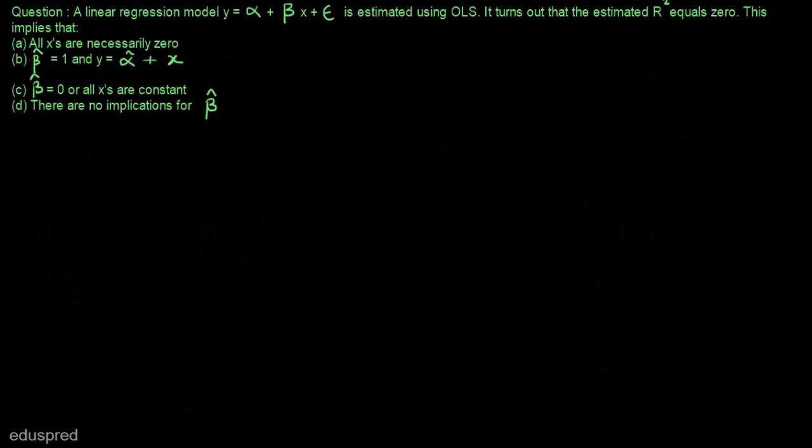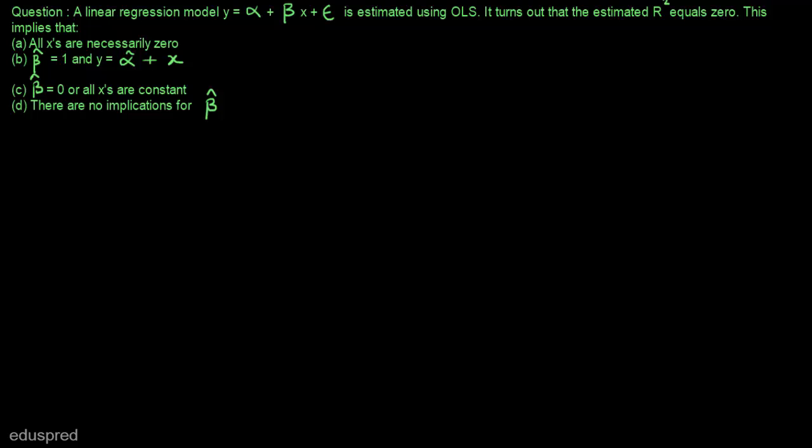In this video, I'm going to solve this question. A linear regression model y is equal to alpha plus beta x plus epsilon is estimated using OLS. It turns out that the estimated r square equals 0 and we have to check what does it imply.